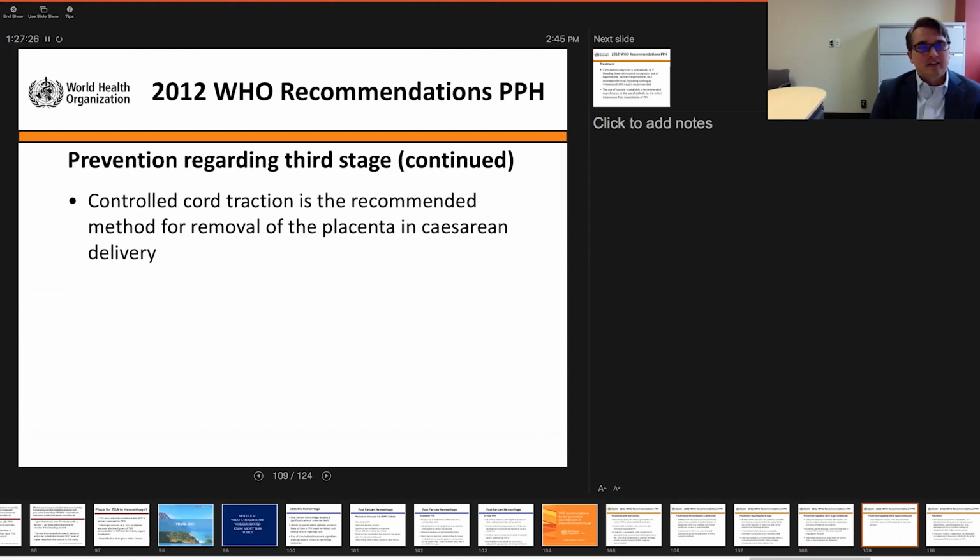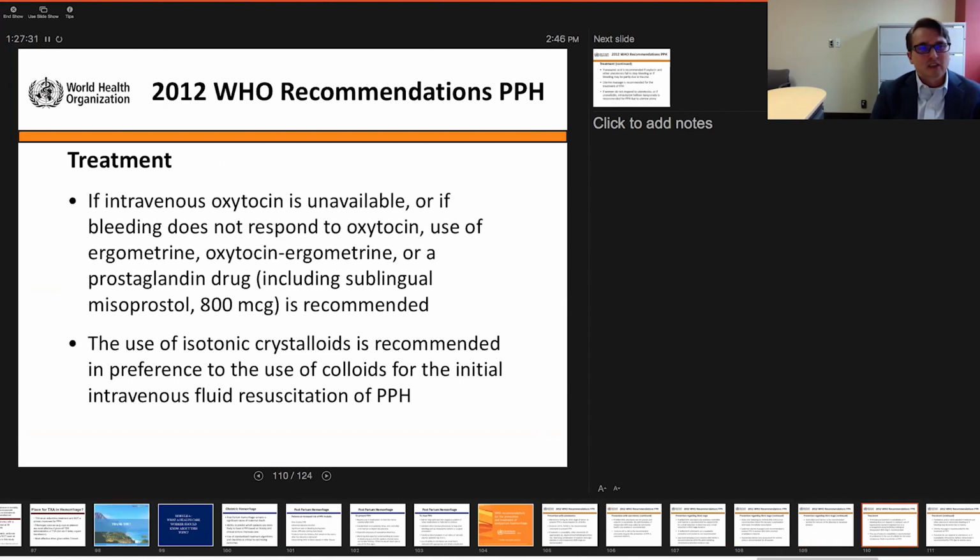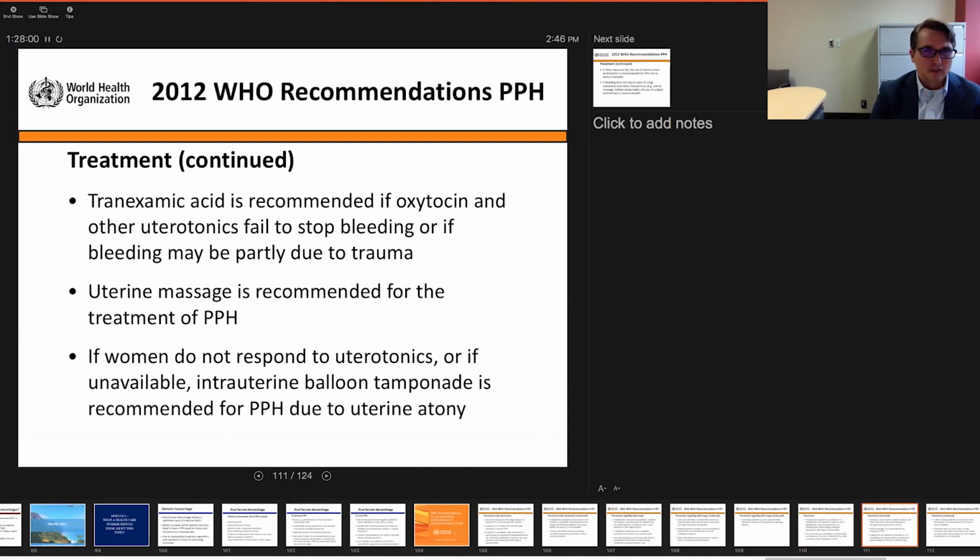And at cesarean section, again, it's recommended for controlled cord traction. If intravenous Pitocin is unavailable once you're already in a postpartum hemorrhage, then you want to move on to other uterotonics such as ergotamines or misoprostol or prostaglandins. If you're in a hemorrhage, there is no benefit to using colloids before crystalloids, at least initially. Ideally, you would be moving on to blood products if available shortly if the hemorrhage continues.